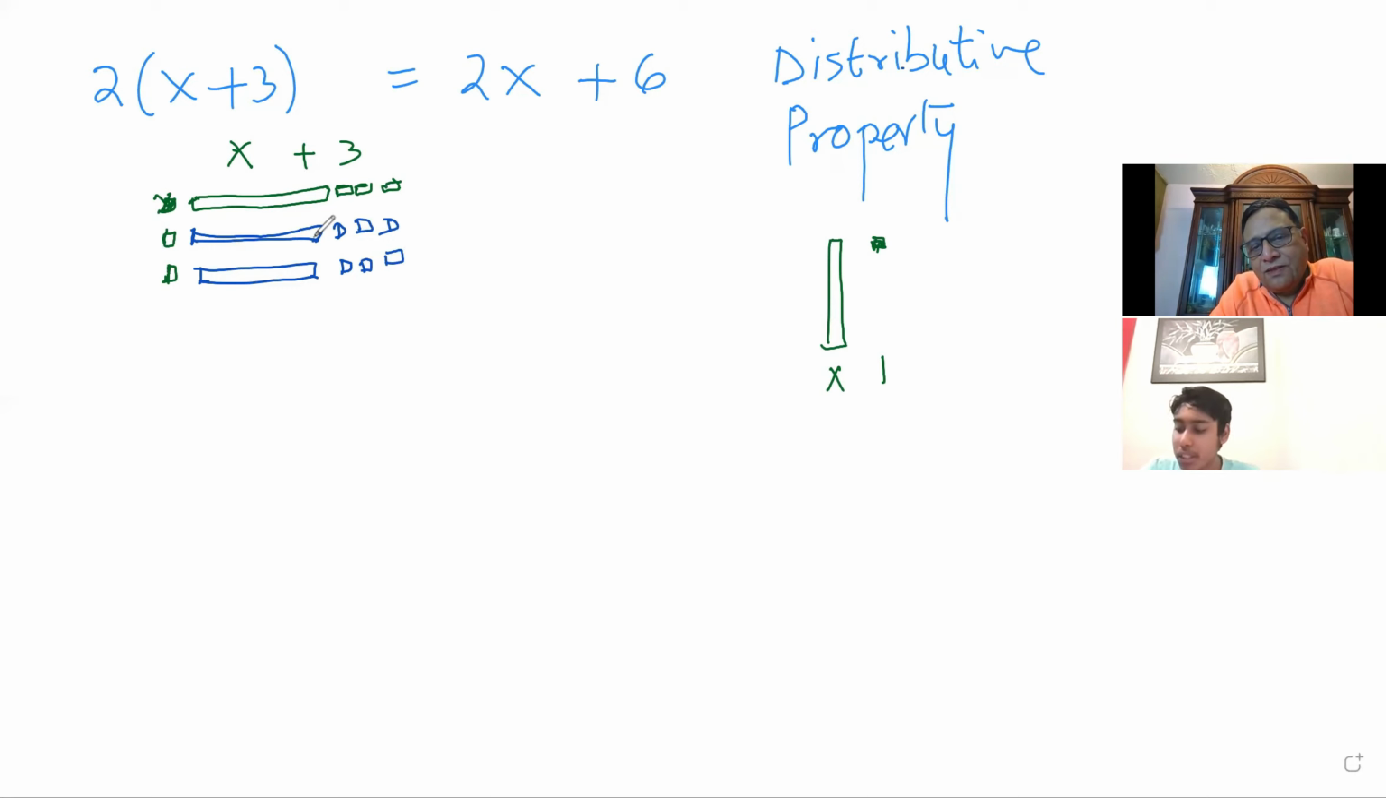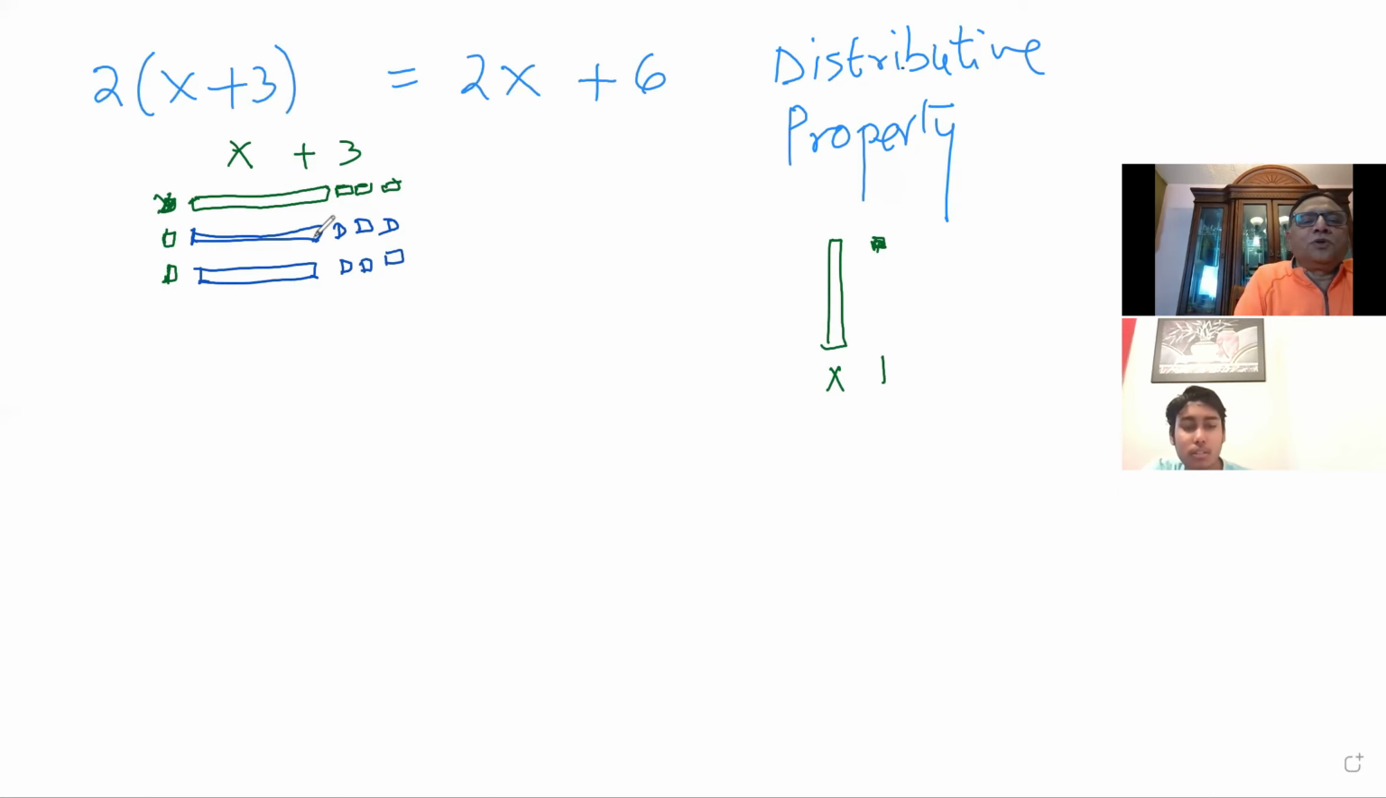Okay, sir. So basically, it's like a T, right, sir? The sides are the outside of the brackets. The one at the top is your original expression, and at the bottom, where the blue is, that is your answer, right, sir? Correct.